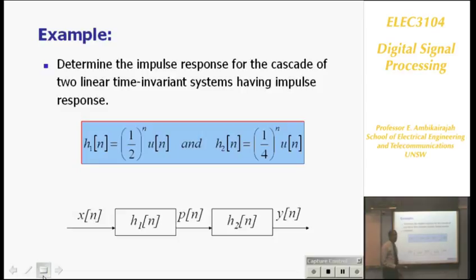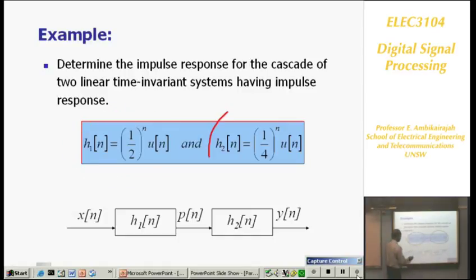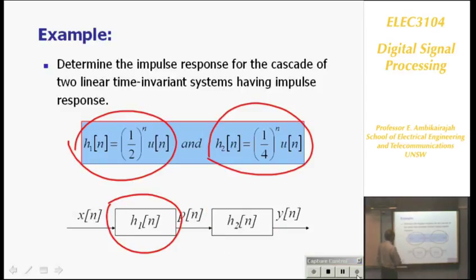You have done this one last year, but I just want to run through it. You have been given one impulse response, another impulse response, two systems, and they are in cascade. And you've been asked to find the overall impulse response of the time invariant system. So how do you do that?